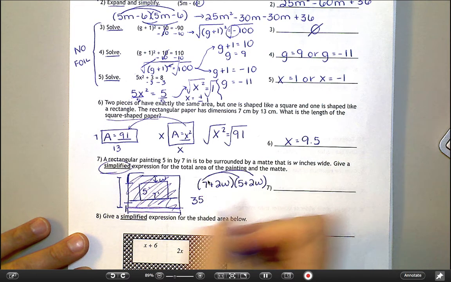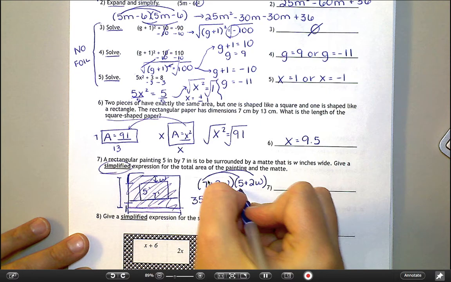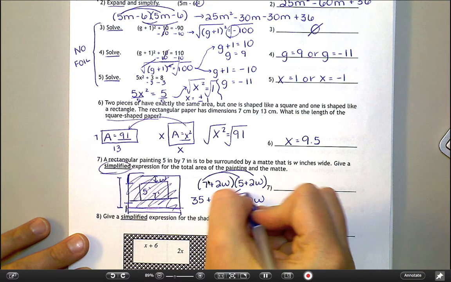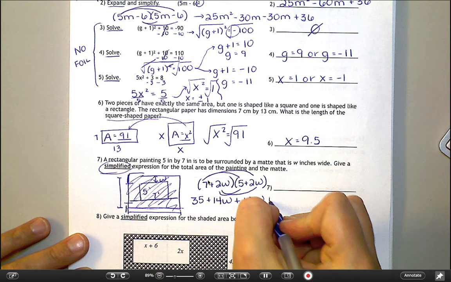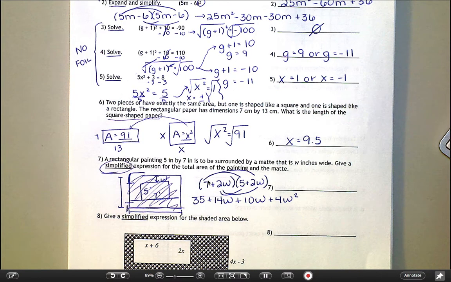7 times 2W is 14W. 2W times 5 is 10W. And 2W times 2W is 4W squared. I'm going to go ahead and write my answer with the squared term first.